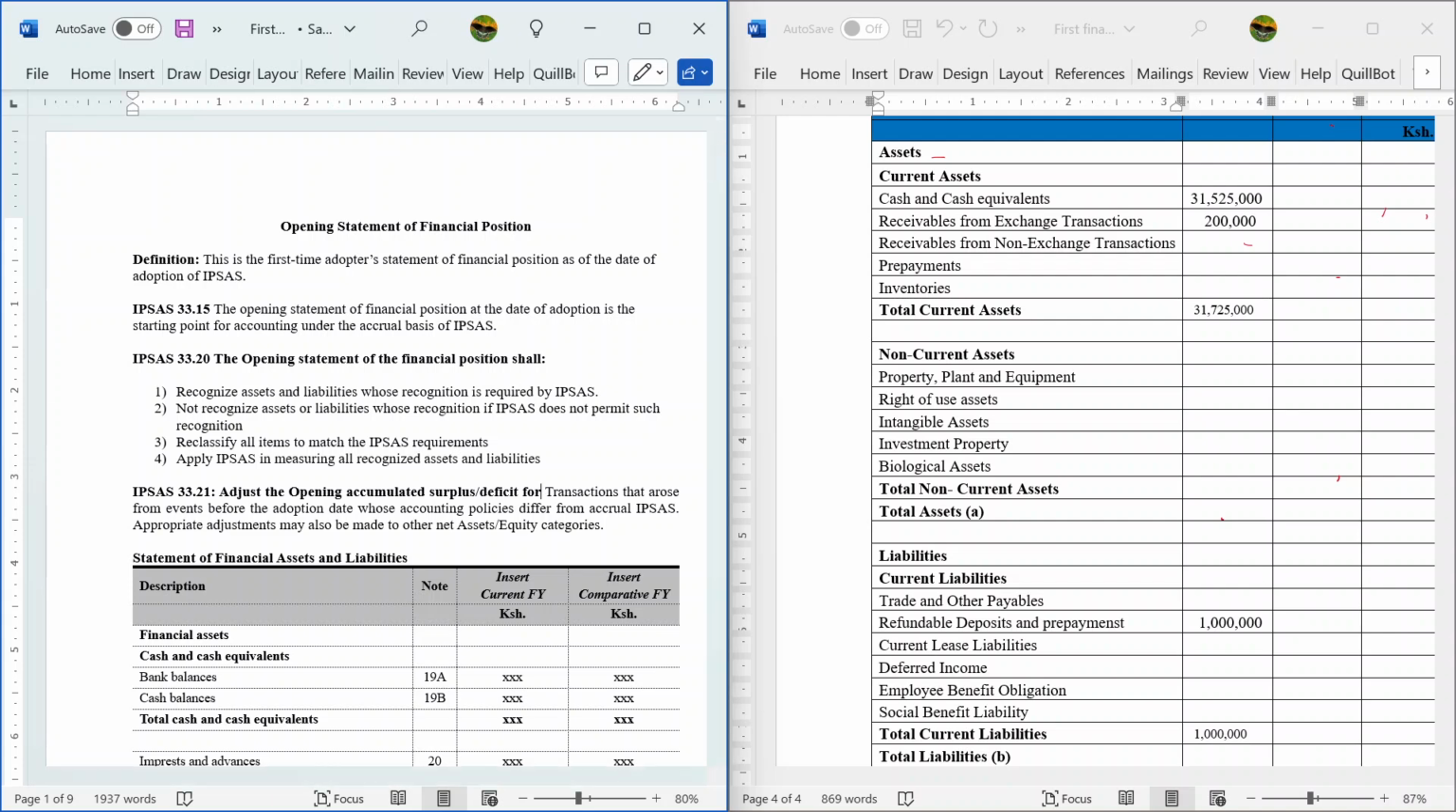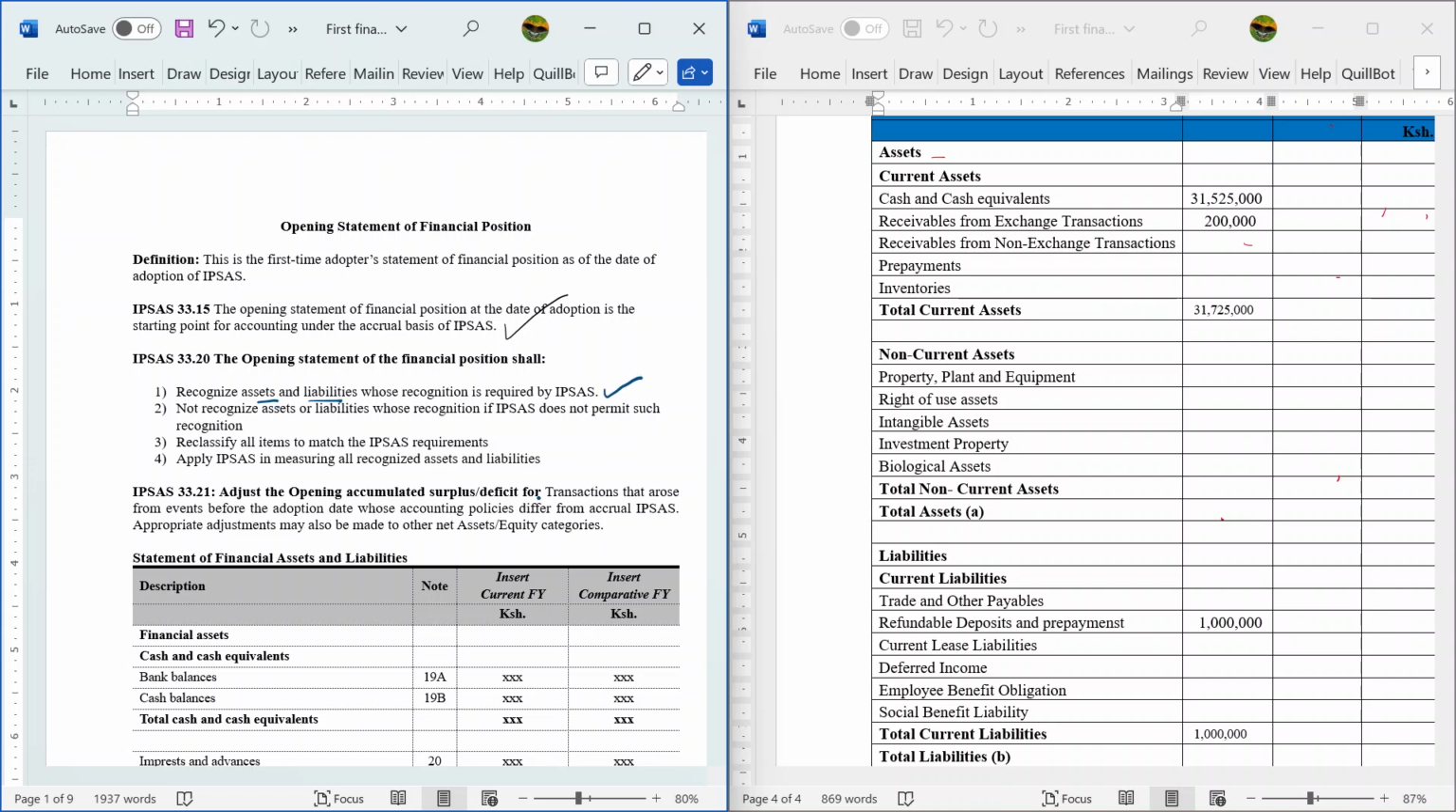So today I will show you how to prepare the opening statement of financial position, or first financial position. If you read IPSAS 33 paragraph 15, you are required to prepare this first financial position. And paragraph 20 states that when you are preparing the first financial position, you recognize assets and liabilities whose recognition is required by IPSAS.